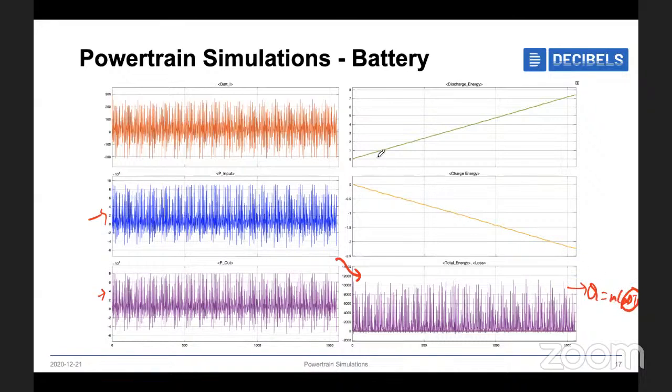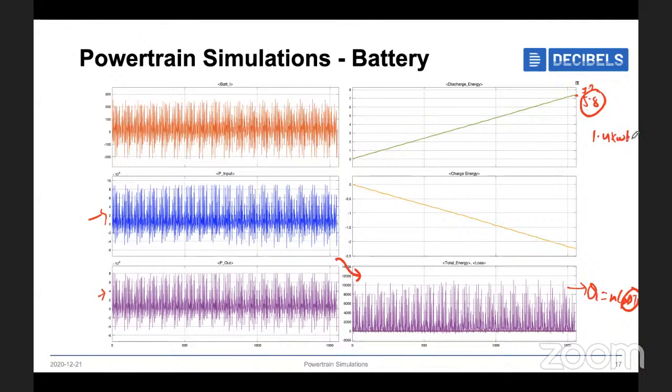And these are discharge energy and charge energy. If you remember, when we were looking only at the vehicle side, we got somewhere around 5.8, but here it is going to approximately 7.2 kilowatt hours. Why has it increased from 5.8 to 7.2? It's almost 1.4 kilowatt hours of extra energy.